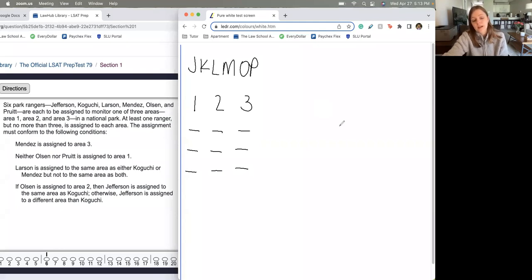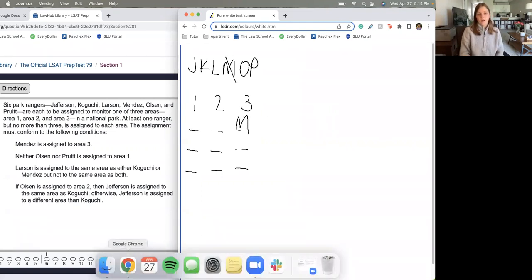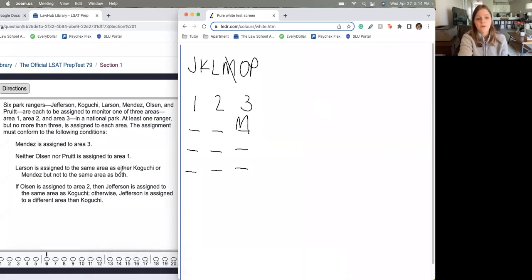So rule 1 says M is assigned to area 3. That's really nice and easy. I'm just going to pop M into that 3rd area, and I'm not going to worry about that rule anymore. If you can plop in a rule like this, rather than writing it out to the side, you should really just put it directly into your diagram. It's going to save you time. So I don't have to worry about that rule anymore.